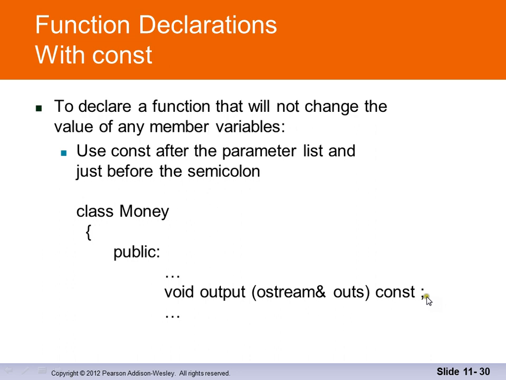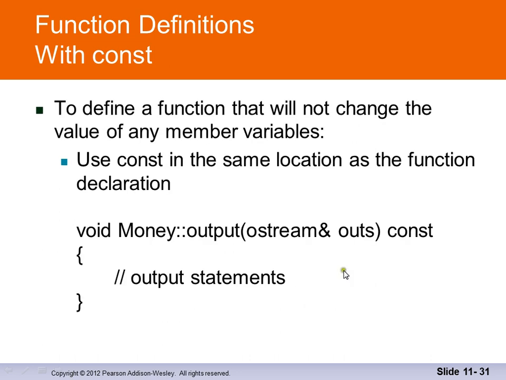You need to do this for both the declaration and the definition. So when you define the function as well, you need to add the keyword const. Okay? So if inside this function you're trying to modify the all cents of the calling object, immediately it will be a syntax error and you're not allowed to do that. Okay?